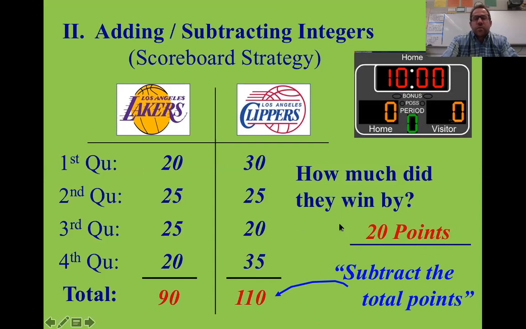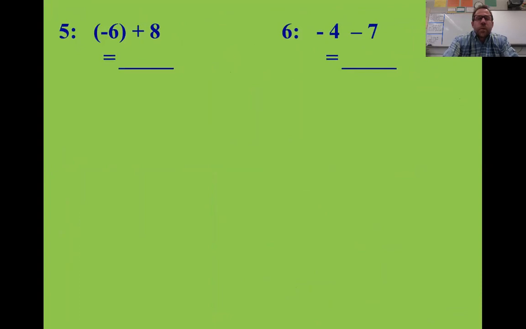Now let me show you how this works in a math problem. And again, my students use this all the time. Here we've got the math problem -6, so this is a negative number, plus 8. Some of you are immediately going back to those rules and trying to remember what you're supposed to do. If you aren't very good at this, I really want you to use the scoreboard strategy. Instead of Lakers versus Clippers, you draw a scoreboard, but it's the positives versus the negatives.